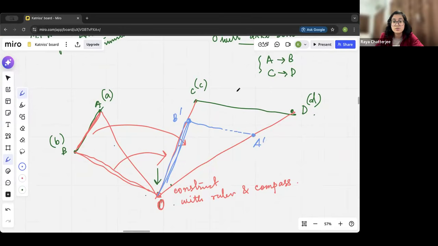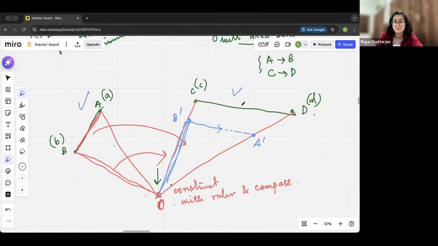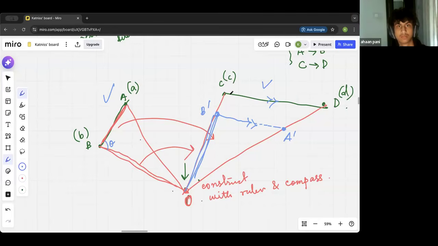Oh, okay, I see. I got it. Thanks. Okay, so these are also going to be parallel because they're similar, of course. So yeah, that is the point. This angle is theta.